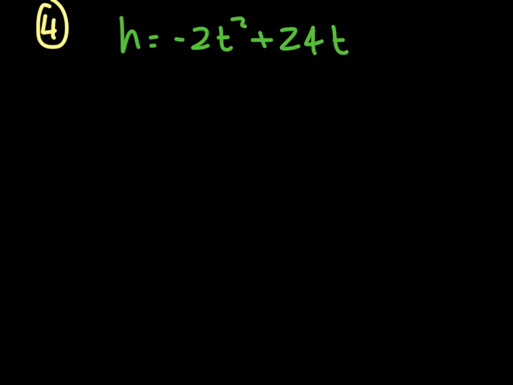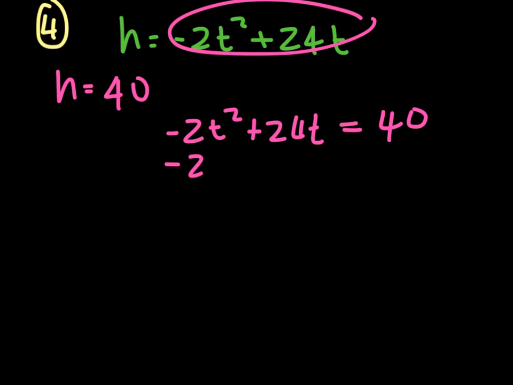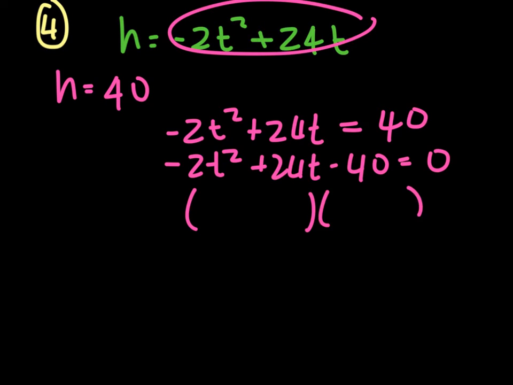Question 4. So another one of these questions about the parabolas. First part says at what time is the height equal to 40 metres? So you need to take your formula, negative 2t squared plus 24t, and put it equal to 40. And then you need to get the 40 over to the other side, and then factorise that, try and work out what t is and what t is. And then that will tell you how long it takes for it to reach the height of 40 metres.